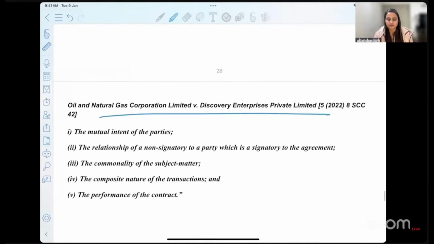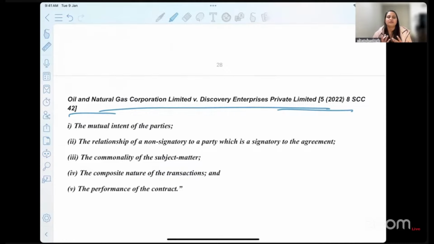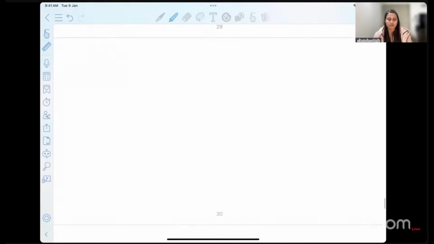This is also one of the cases wherein we have certain grounds that were laid down. We have to see the mutual intention, commonality, all similar factors only. But I would suggest you to at least remember the top three cases that I discussed with you, because these are landmark judgments that have recently come and can be a question in your future exams as well.